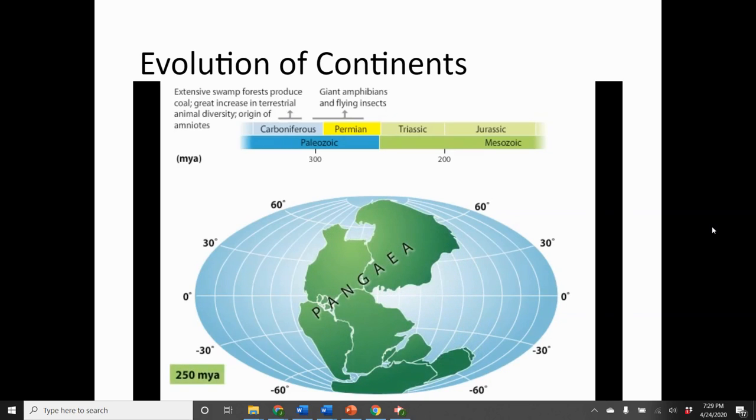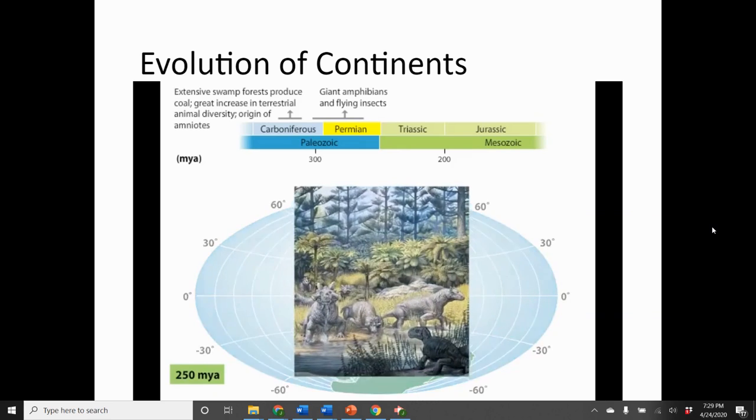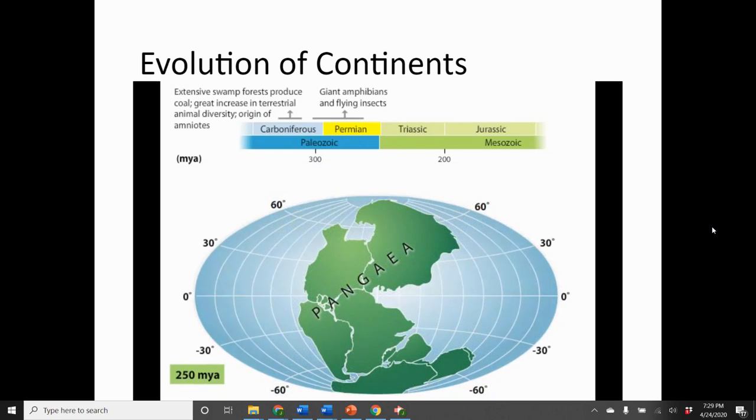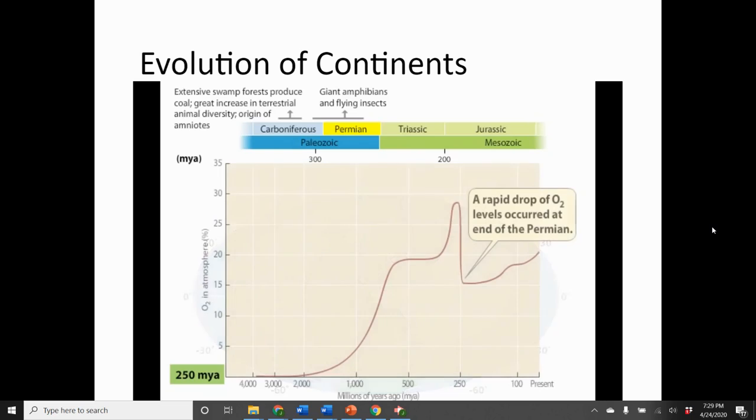On land, the amniotes split into two lineages, the reptiles, and a second lineage that would eventually lead to the mammals. Toward the end of the Permian, conditions for life deteriorated. Massive volcanic eruptions produced ash and gases that blocked sunlight and cooled the climate. The resulting death and decay of forests rapidly used up atmospheric oxygen.